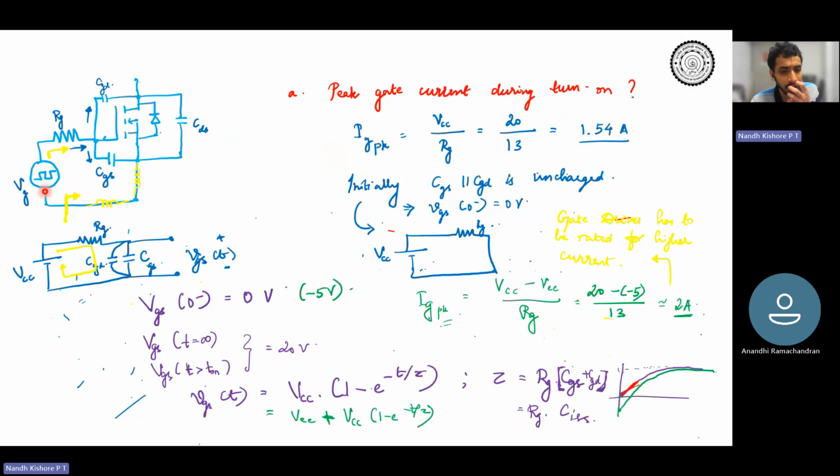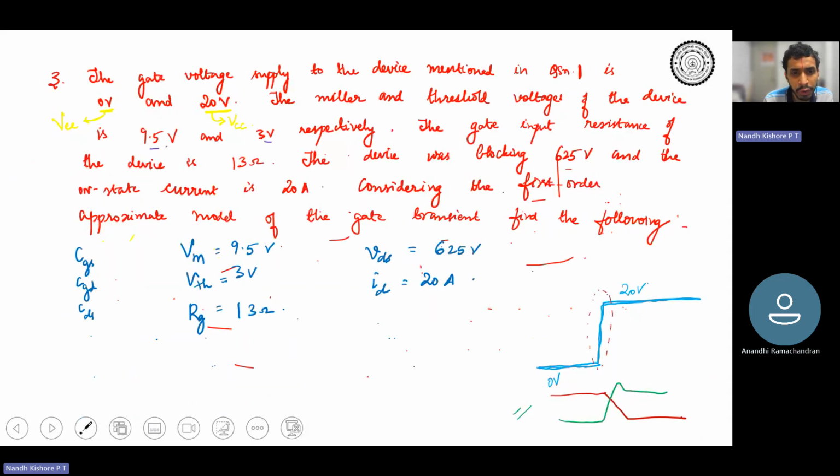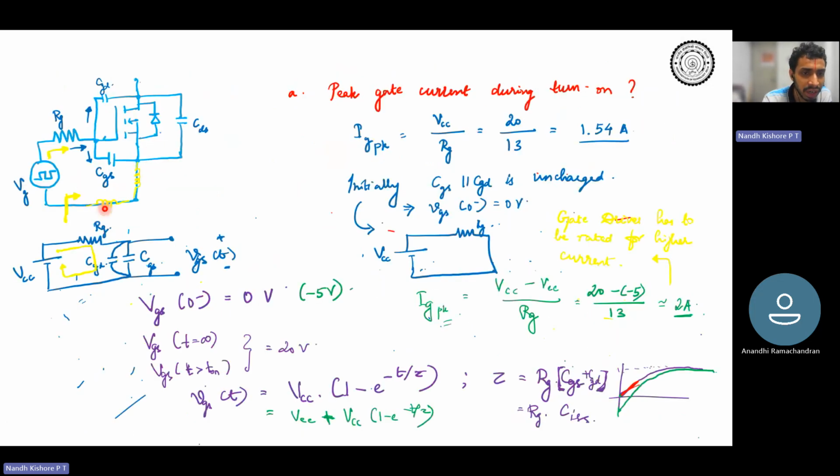That would make the system go into a second order response mode, and that's something you will see practically. But just for the sake of solving this particular problem, they have told us to consider the first order approximate model. So it means you can neglect the parasitic inductances, the source inductance and the gate inductance. For this problem, we will not include any inductance in our computation. We'll just deal with basic RC networks.